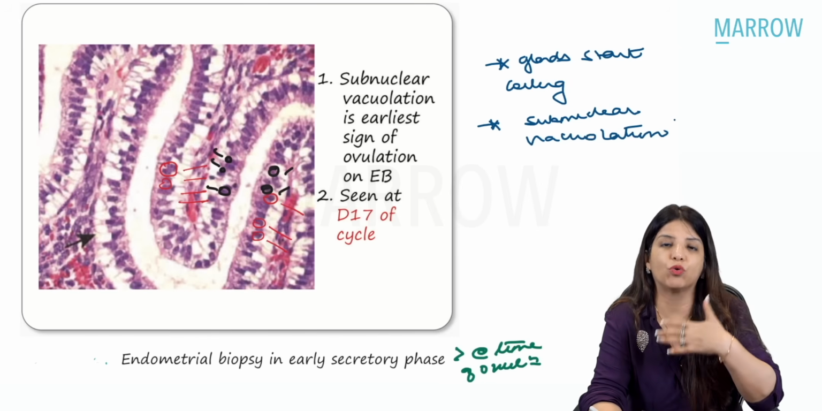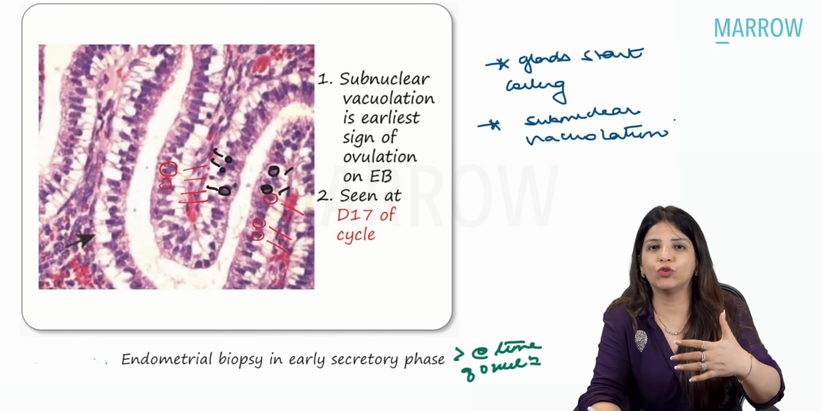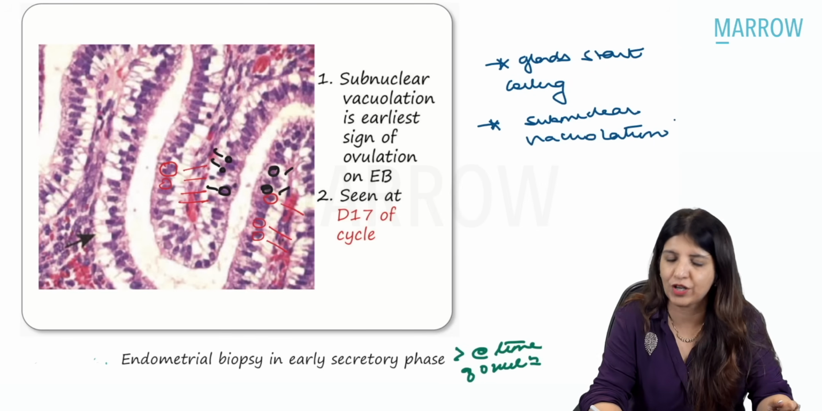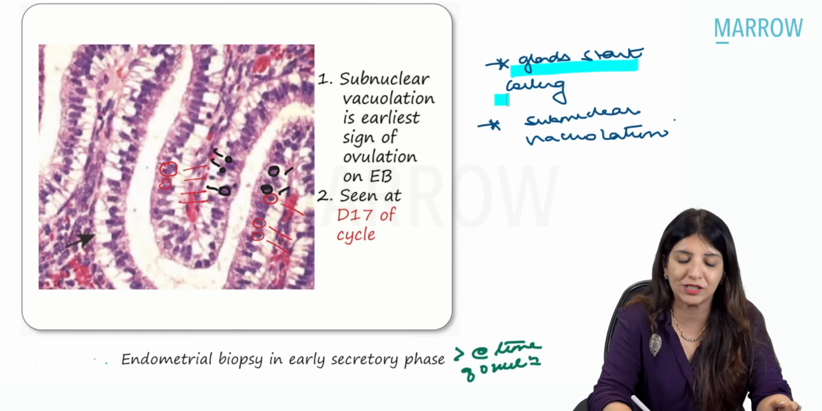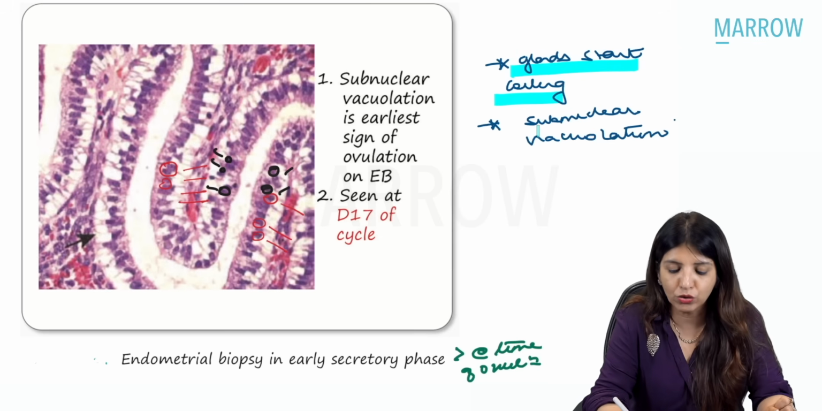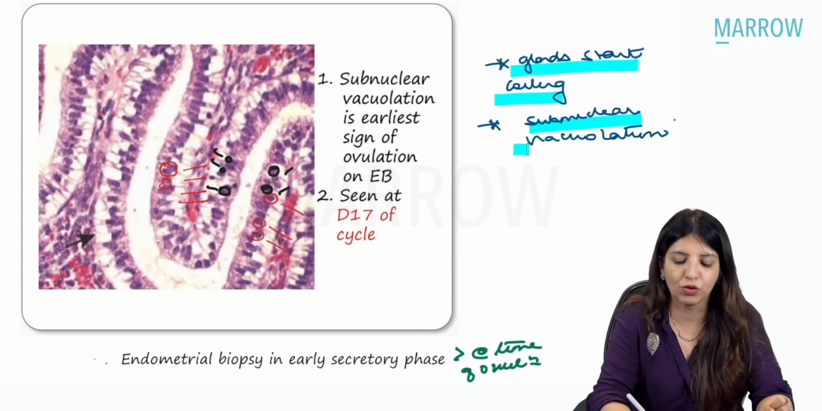Now, as we are going to move towards ovulation and towards early secretory phase, what we are going to see is that the glands will start coiling, and now there is going to be a subnuclear vacuolation.